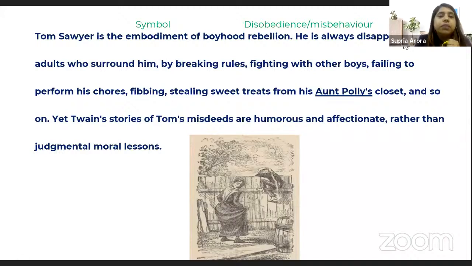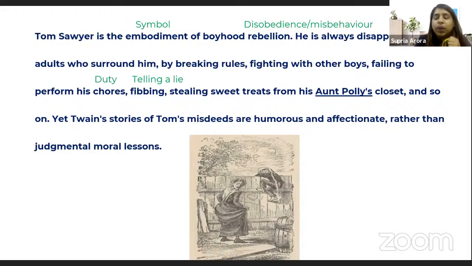Now, who can tell me the meaning of chores? Anyone? Who can tell me the meaning of chores? Daily routine. Very good. Duty. Yes. Chores means duty. Who can tell me the meaning of fibbing? All of you. Who can tell me the meaning of fibbing? Okay, Apurva is telling me the meaning. Fibbing means lie, Vibha. Very good. Very nice, guys. So fibbing means telling a lie.